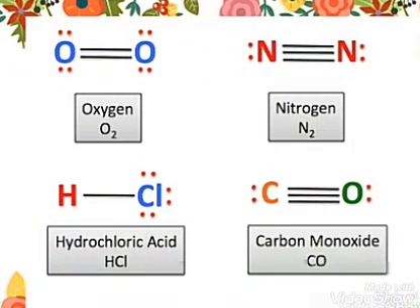Number one is oxygen. You can see oxygen is formed by the combination of two same kind of elements. Next is nitrogen. It is also formed by the combination of two same kind of elements, that are nitrogen. Next is HCl. It is hydrochloric acid and it is formed by two different kinds of atoms.